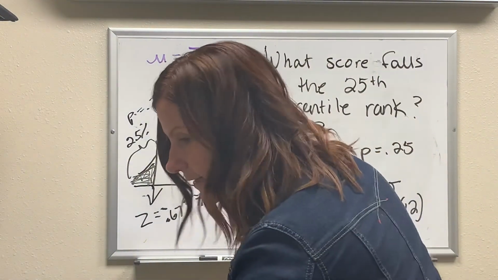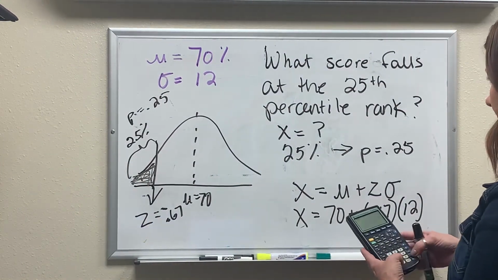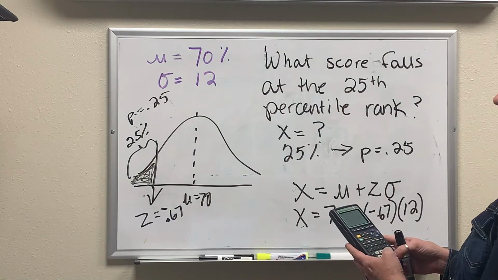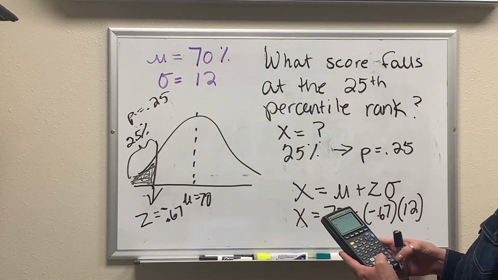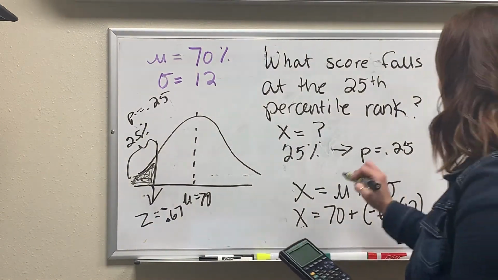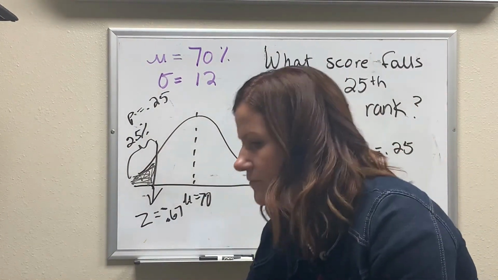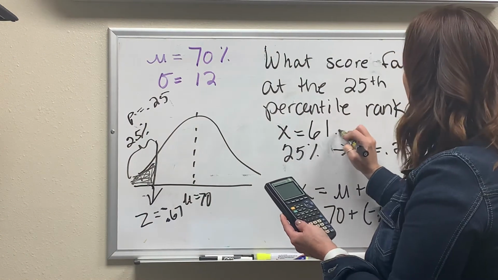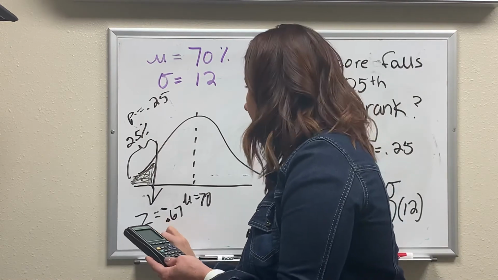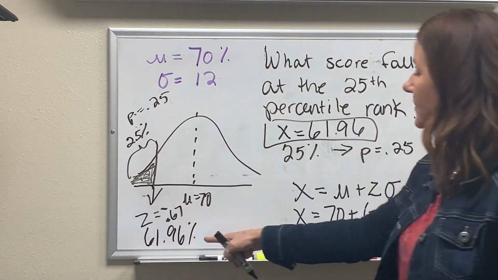So if you were to calculate that out, you should be getting, let's do it really quickly. So I'm going to do 70 plus, and then I do parentheses, negative 0.67 times 12 parenthesis, and I got 61.96 is the score. So now we can erase this. X equals 61.96. This is your answer. So right at that location is the score of 61.96%. That makes sense, right?